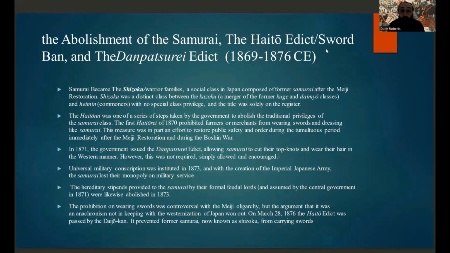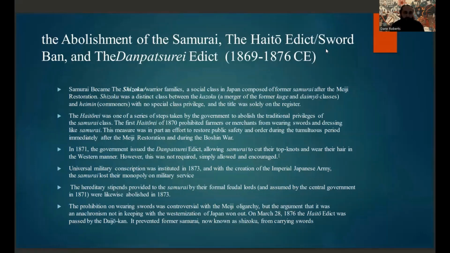So first off, the samurai class was abolished and was transformed into the shizoku, or the warrior family class, which was in between the bureaucrat class, the kazoku, a combination of the daimyo classes and the kuge council classes, and the heimin, or the commoners, who generally stayed the same. But this meant the shizoku had no special class privilege and only had this title so it could be on the register.